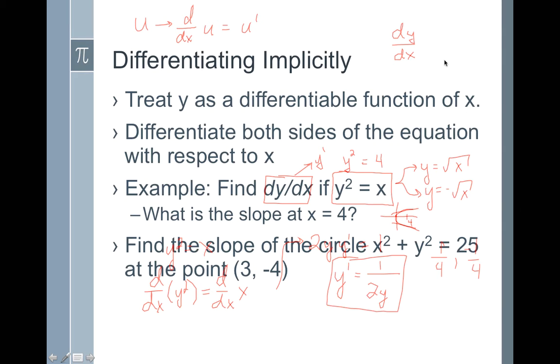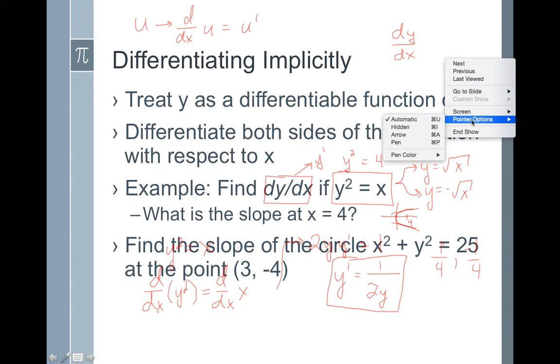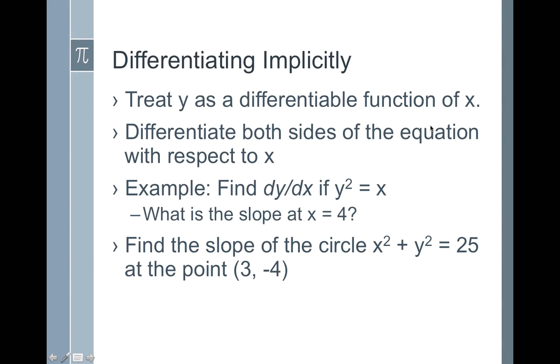Oops, erase my pen here. What about this next problem? Finding the slope of the circle at 3, negative 4 for this particular equation. So we got a circle. It's centered at the origin. Its radius is 5. Right down here at 3, negative 4, I want to figure out what's my slope.